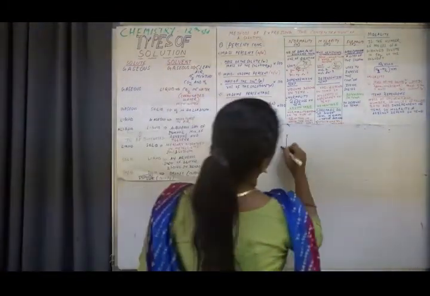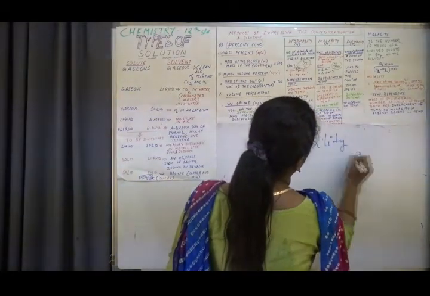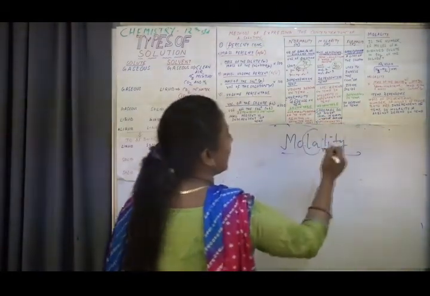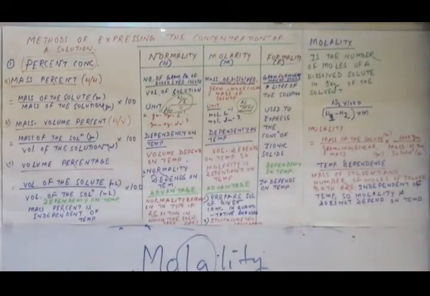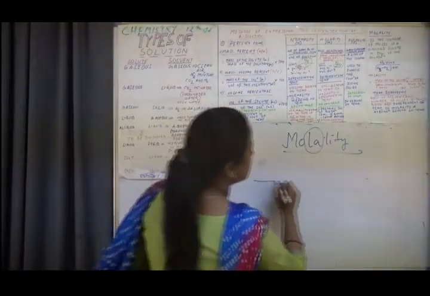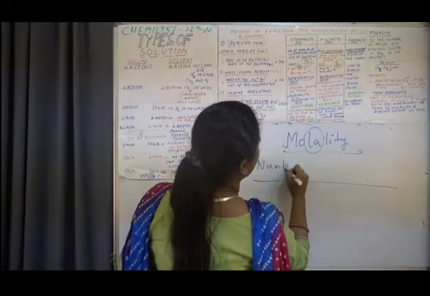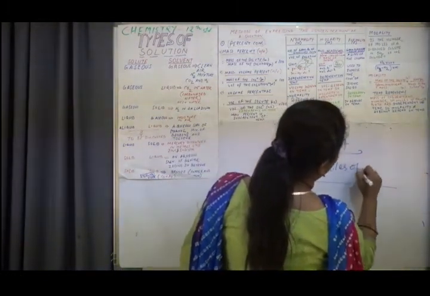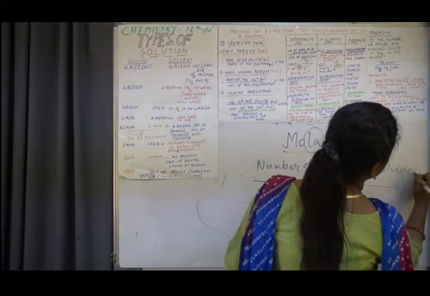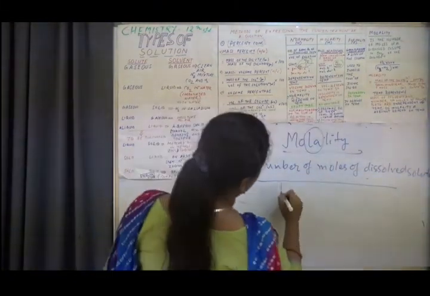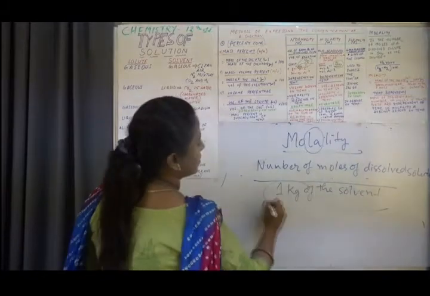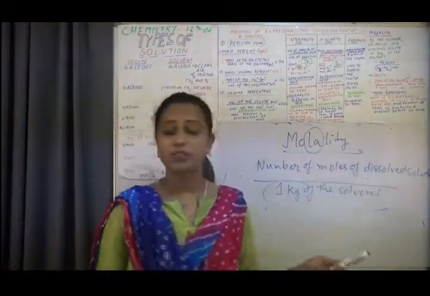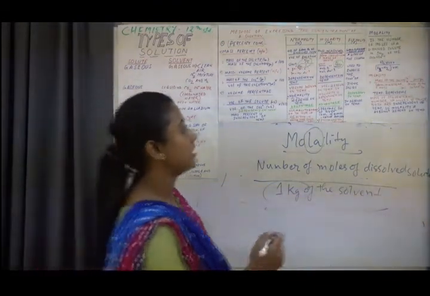What do you mean by the term molality? Don't confuse the L and R. One is molarity, another one is molality. Molality is the number of moles of dissolved solute in 1 kg of the solvent. Here the solvent is taken in kg. So how many moles of the solute are dissolved in 1 kg of the solvent, that is termed molality.